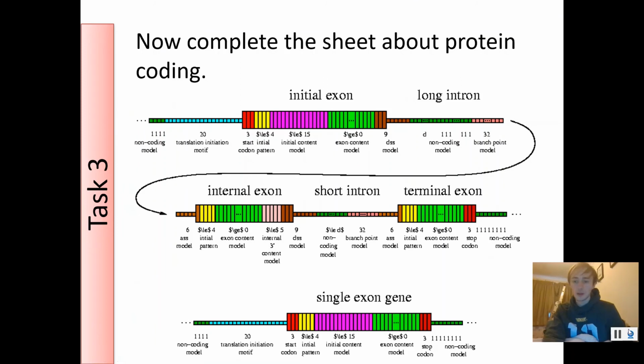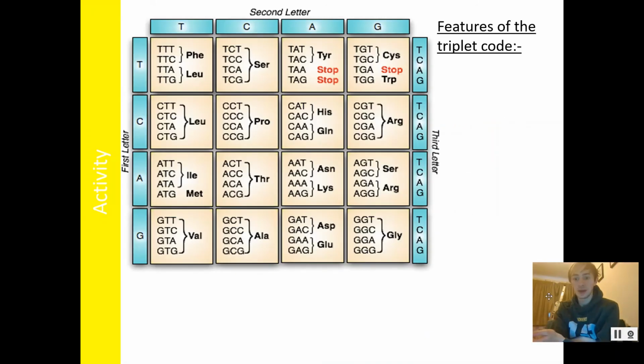Now, the next bit we're going to talk about is a couple of terms which we need to know for the genetic code. So we're going to have a look at this slide. Now, this slide tells you some features of this code. Some of them are very obvious, but there's some terms in here which you get asked about a lot, which you do need to know.